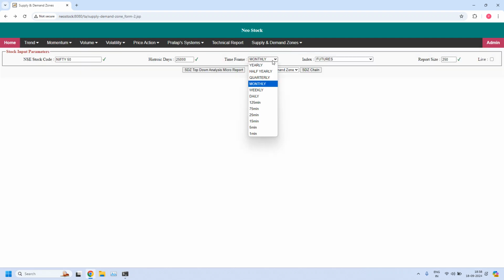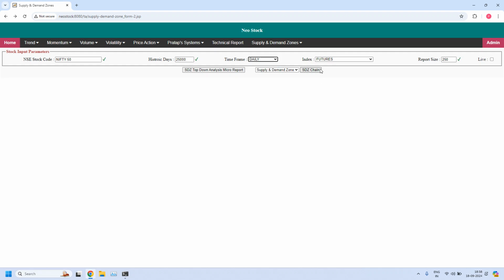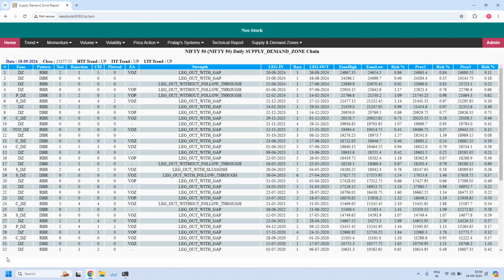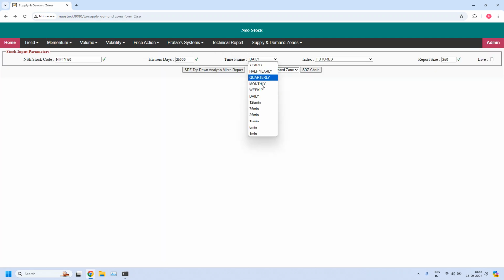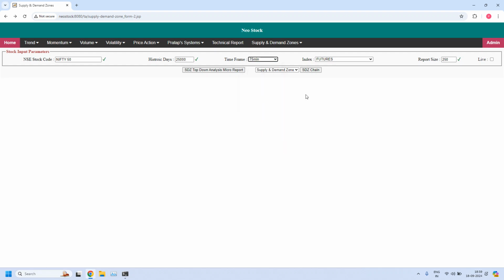So next, changing the time frame to weekly. I'm generating weekly supply demand zone chain for Nifty. Next time frame is daily. I'm generating daily supply demand zone chain for Nifty. Next time frame is 125 minutes. Generating 125 minute supply demand zone chain for Nifty. Next time frame is 75 minutes. I'm generating 75 minute supply demand zone chain for Nifty.